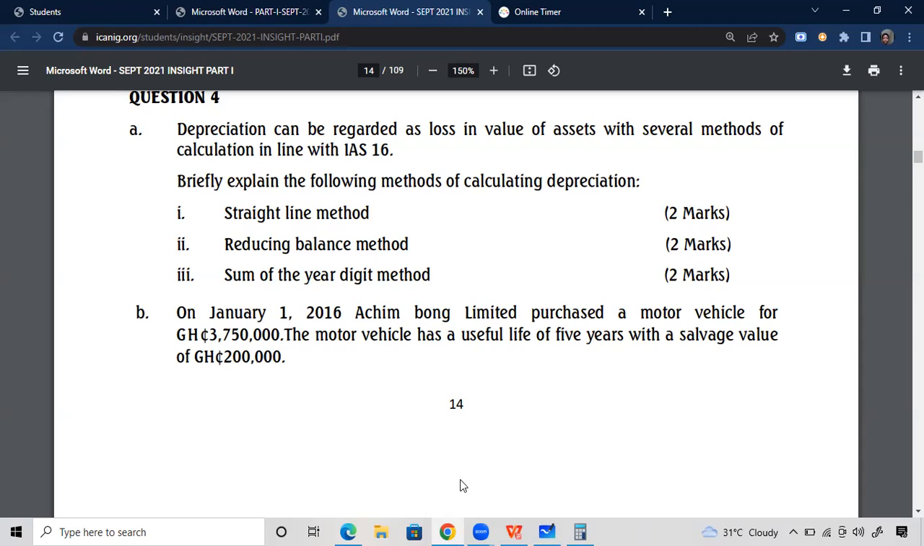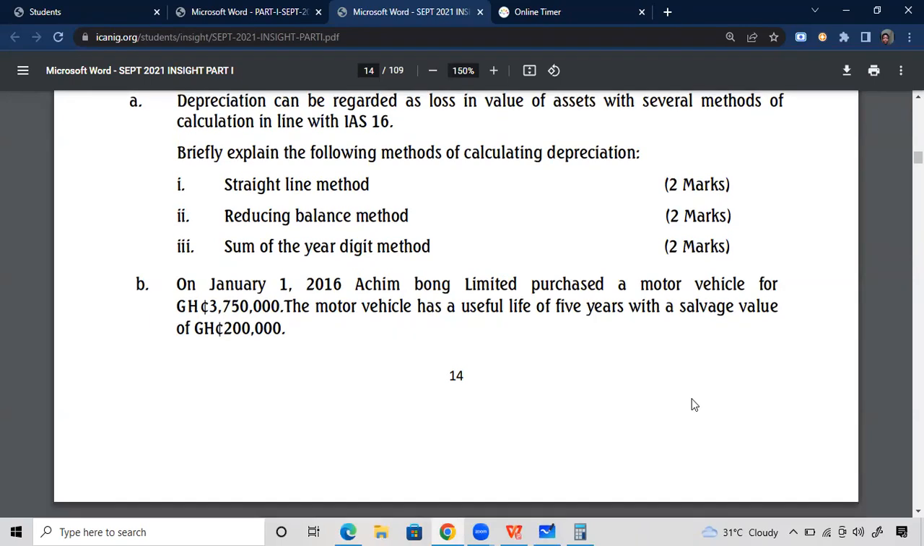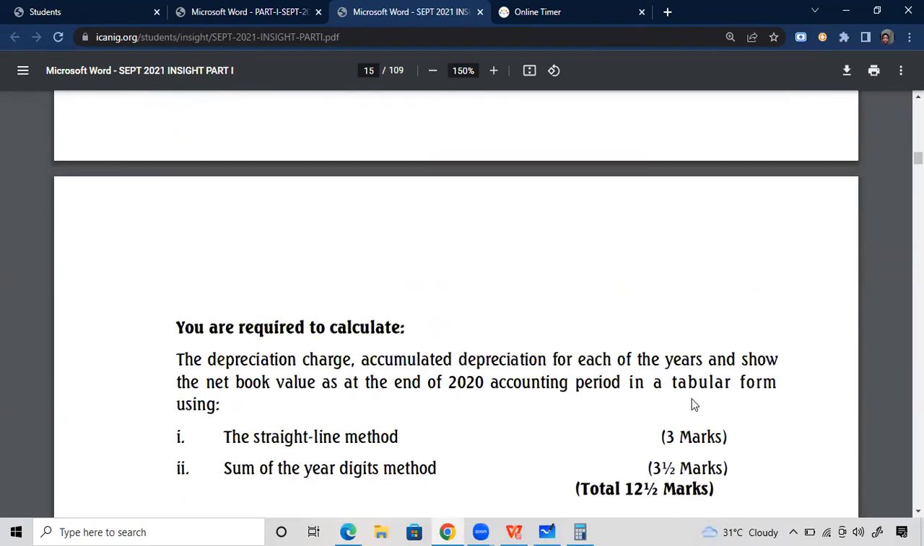Now, I want to tell you something. This is what we call a depreciation schedule. You can see here, let's say, you are required to calculate the depreciation charge, the accumulated depreciation for each year, and show the net book value as at the end of the 2020 accounting period in tabular form.